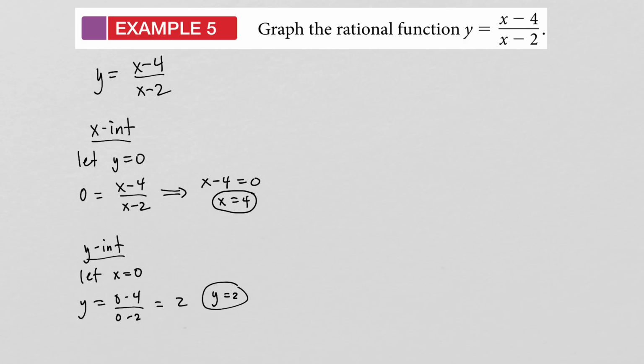Next, let's go ahead and talk about the asymptotes. So the vertical asymptote is going to happen whenever the denominator is 0, as long as you can't simplify this. X minus 2 clearly equals 0 when x equals 2. And then the horizontal asymptote is going to occur when?